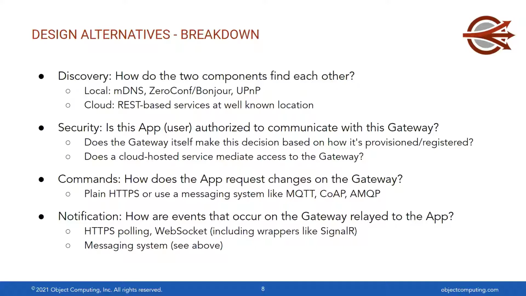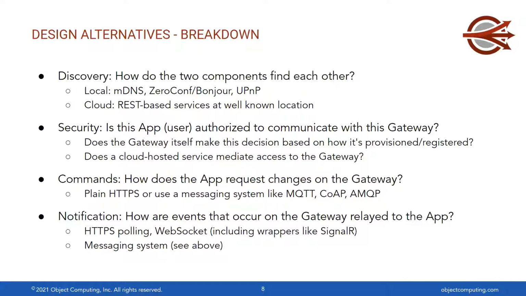But we also have to think about security. So how do we know if this particular app user is authorized to communicate with this particular gateway? And there's a number of approaches that can work for this, right? Maybe the gateway itself can decide, right? Maybe it's provisioned with some certificates that identify what the authorized users are. Or maybe there's something in the cloud that can tell the gateway if a particular user is authorized, right? So different approaches here, there are various trade-offs, and we'll see more about that later.